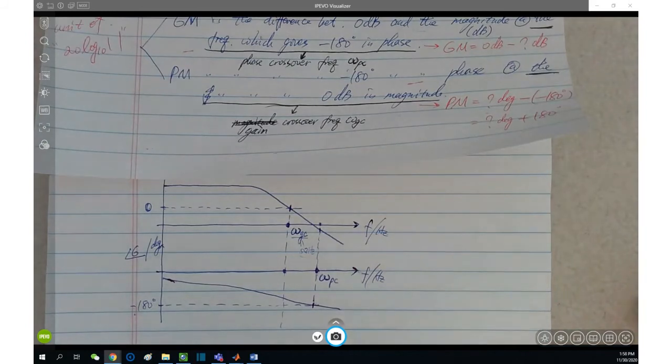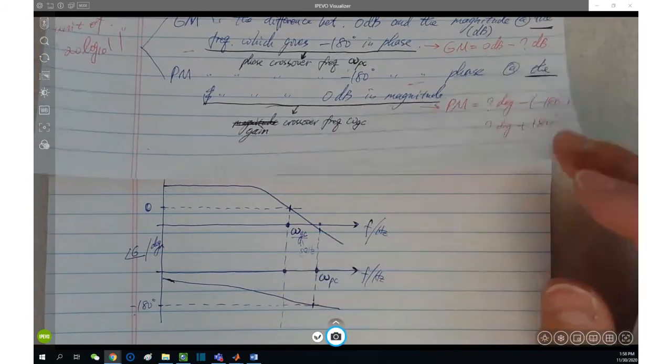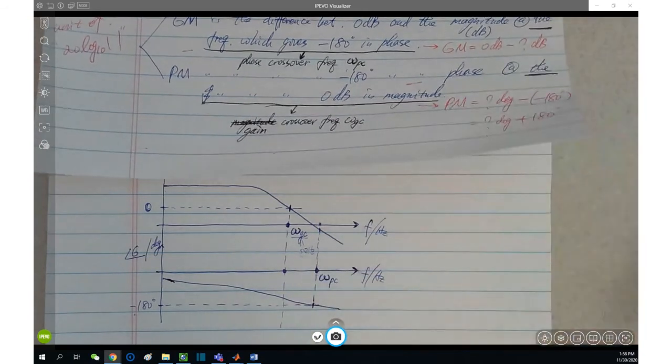All right, we can move on here. Okay. So next, let's find the GM and PM. How to find GM and PM? Okay, I'm using the black. Let me use the red.